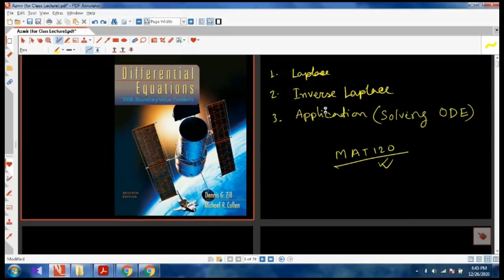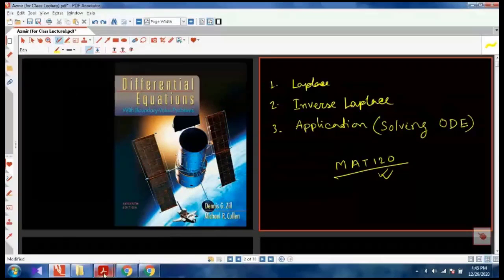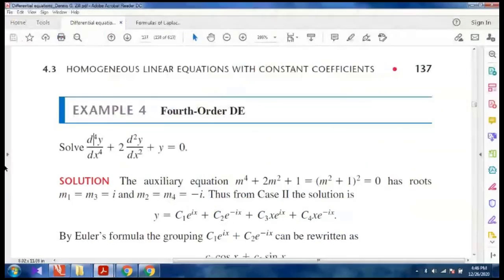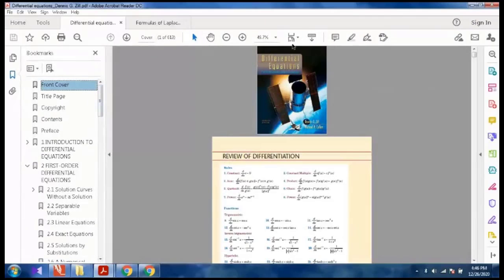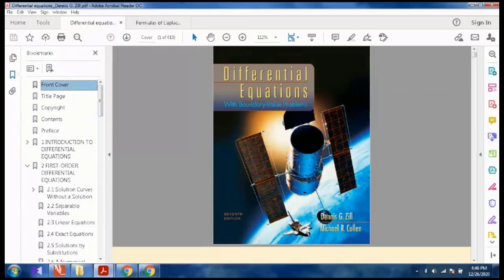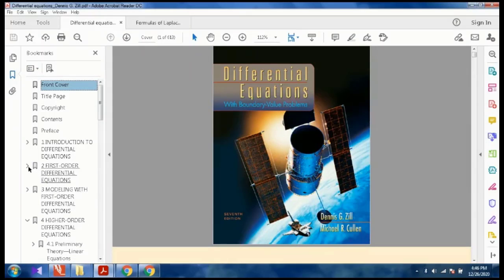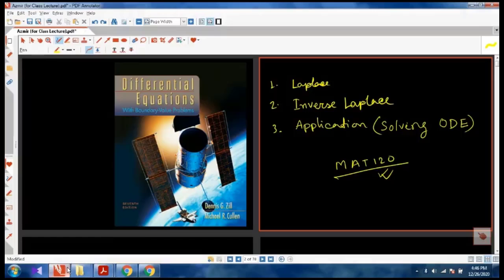Okay. And for Laplace and inverse Laplace transform, you can go through the same book, that means Differential Equation by Dennis G. Zill. So this book is again helpful because we are going to solve the ordinary differential equation. Maybe in your final exam, there will be no question from this part. Questions will come from Laplace and inverse Laplace transform. Okay.